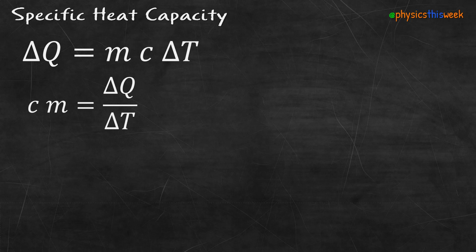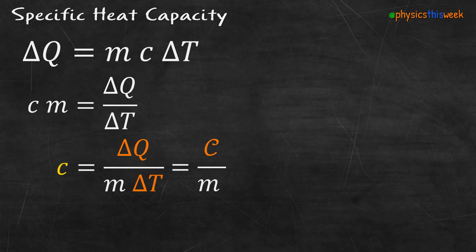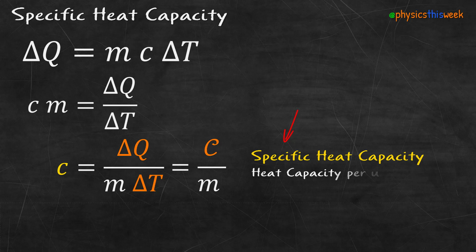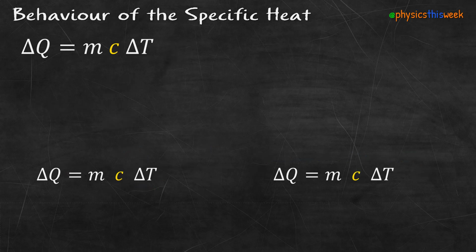To remove the mass dependence, we divide by the mass, ending up with C equals delta Q over the quantity m delta T. This is the specific heat capacity of the object. Notice that it is the heat capacity per mass unit. By defining this quantity, we can look up information by type of substance rather than by the size or mass of the object.